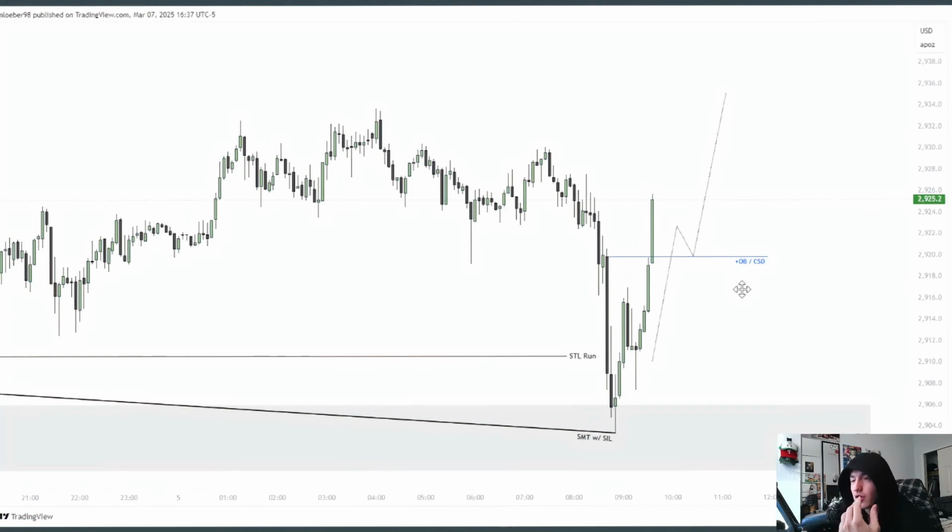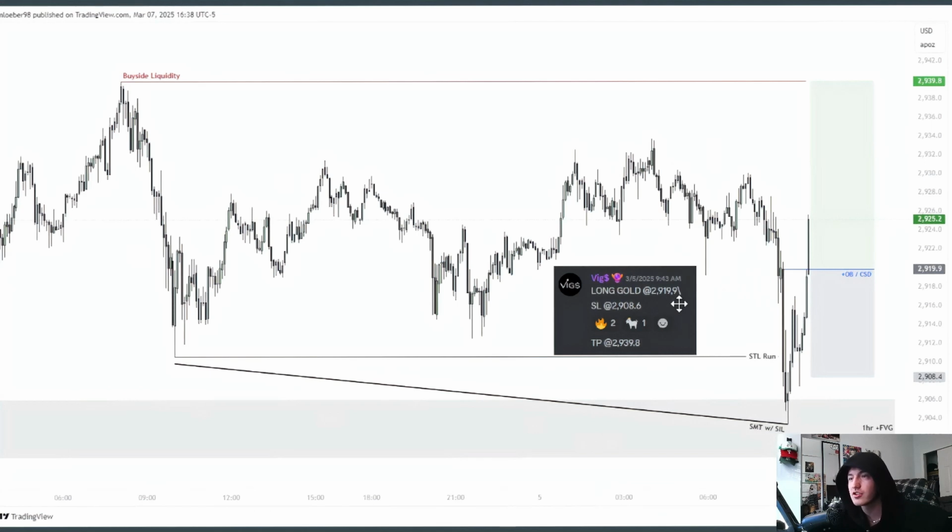Here it is. We have our confirmation. Now, since we have the closure above, I alert to my Discord at 9:43 a.m. Long gold at 2919.9. Stop loss is at 2908.6. My TP is 2939.8. This resting high of the range. We ran a range low.